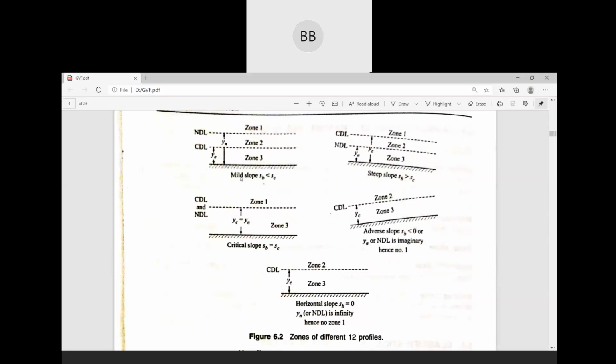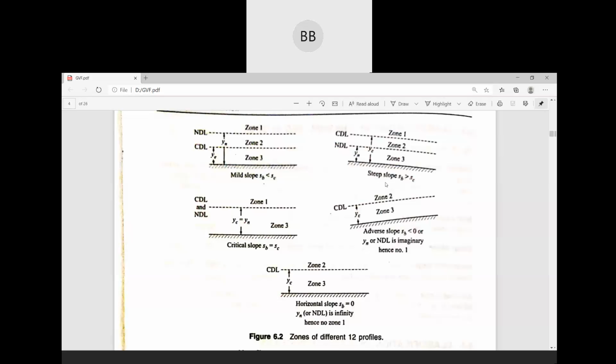Okay, this is for mild slope, when your bed slope is less than critical slope. So your critical depth line and your normal depth line: your critical depth line will be lower than your normal depth line in mild slope. The first one is your zone 1. Zone 2 is the zone between your normal depth line and critical depth line, and zone 3 is the lower part.